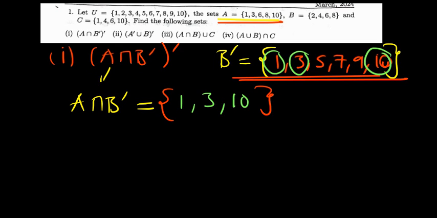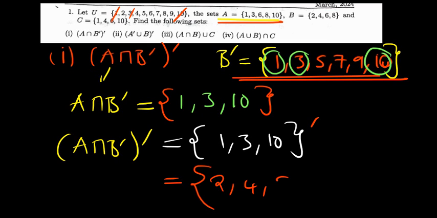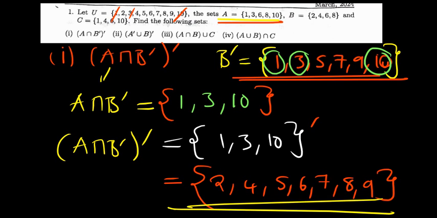Now, in the question, let's bring back the brackets. They want us to find the complement of what we have. Notice that we've already found what is in the brackets, which is 1, 3, and 10. So now we're trying to find the complement of it. The complement of any set implies removing the given elements, and what remains in the universal set is your solution. So if we remove 1, 3, and 10, what remains? 2, 4, 5, 6, 7, 8, and 9. So that gives us the set they wanted us to find. Okay, simple and straightforward.